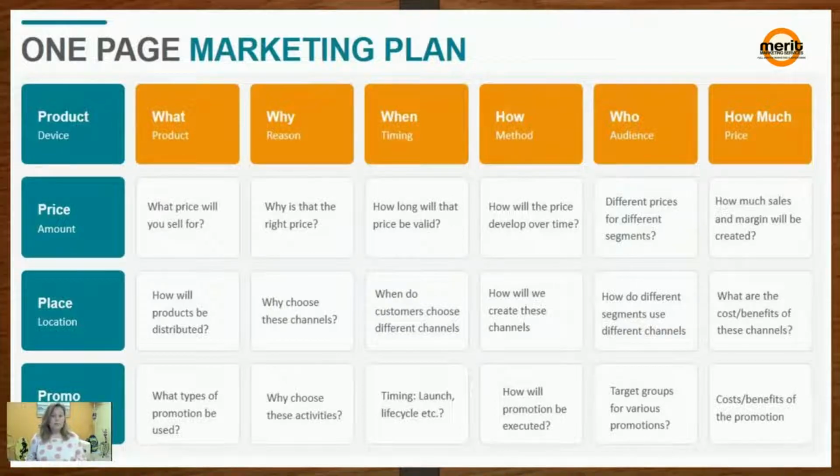Let's take a look at what's on the screen. Down the left-hand side, you see the basics of the marketing mix, and that's product, price, place, and promotion, where here they see device, amount, location, and ads. Those are what is actually happening out of the marketing plan. Along the top, you'll see the what, why, when, how, who, and how much.